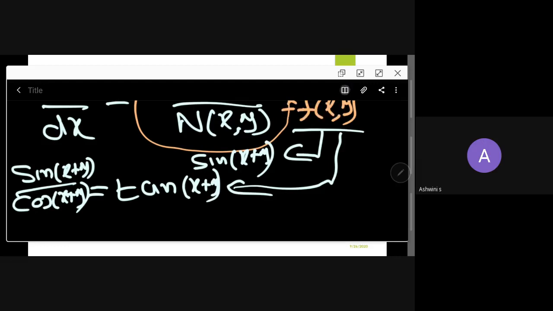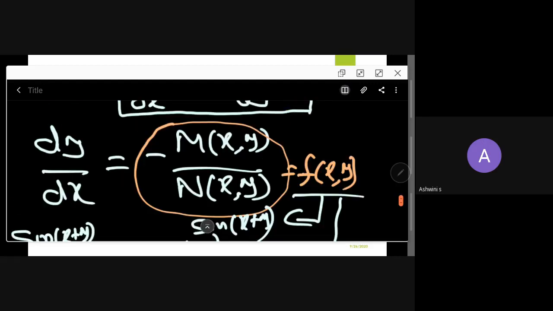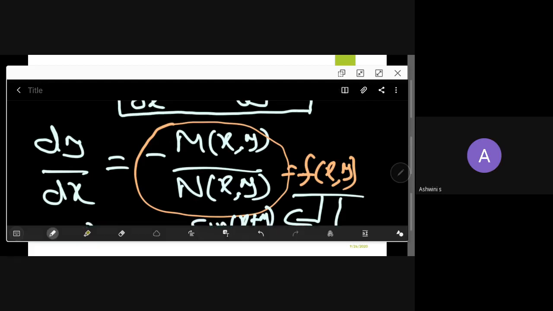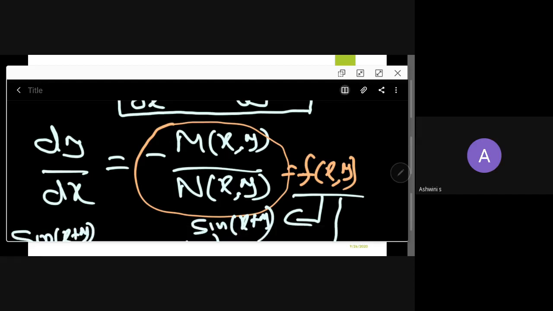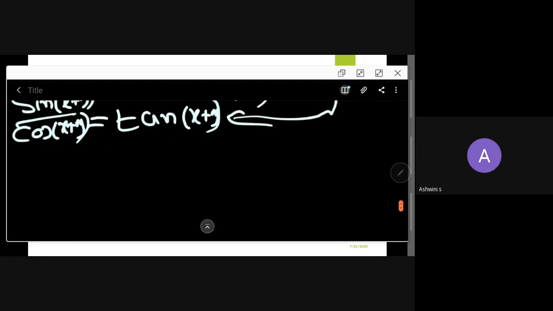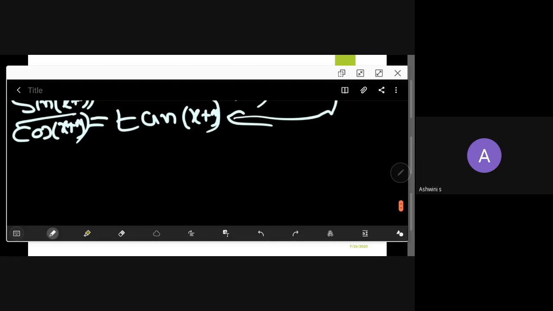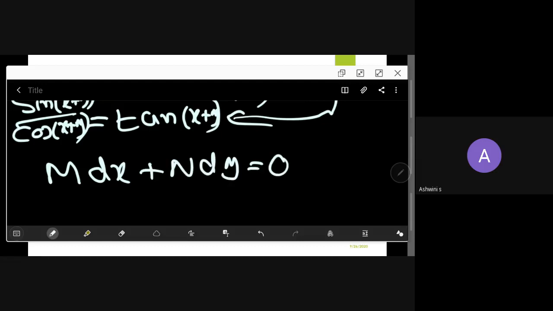So suppose we are able to write f of xy as a rational function, that is M of xy by N of xy, minus, say. Once we write it like this, cross multiplication yields M dx plus N dy is equal to 0. Instead of writing M of xy, I am writing simply M. We are talking about this one.